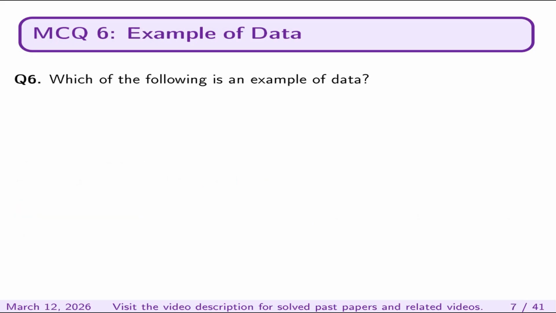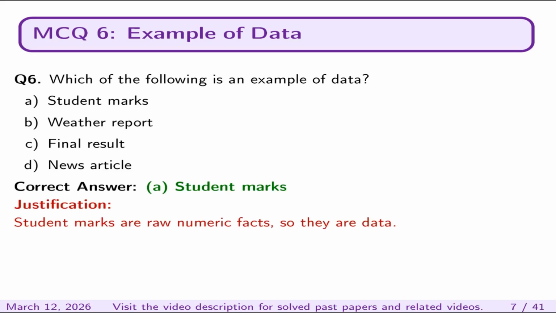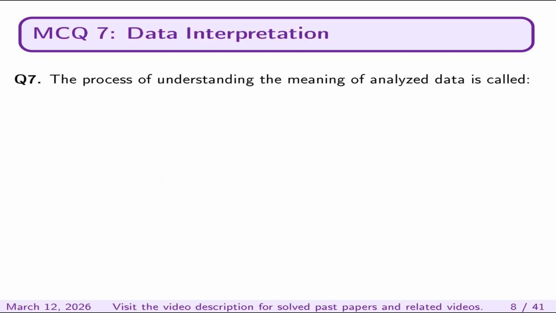Question number 6. Which of the following is an example of data? Student marks, weather report, final result, news article. The correct option is student marks, because student marks are raw numeric facts, so they are data.